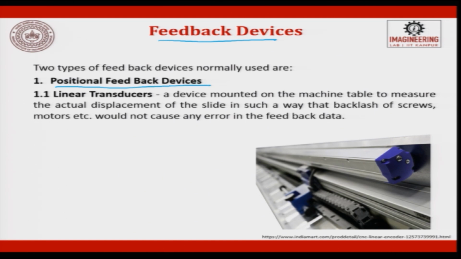In the position feedback device, linear transducers are used. A linear transducer is a device mounted on the machine table to measure the actual displacement of the slide in such a way that backlash of the screws and motors would not cause any error in the feedback data. You can see here the linear transducer which is attached. It checks what the program has intended to move and whether the slide has moved. If there is an error, it checks the error and reports it.